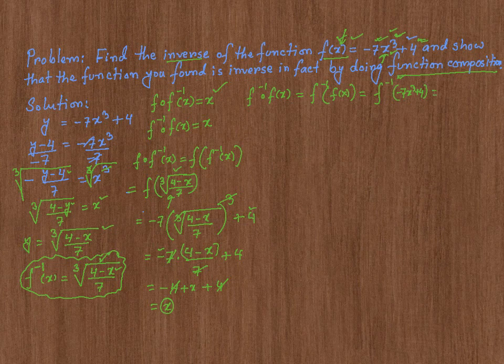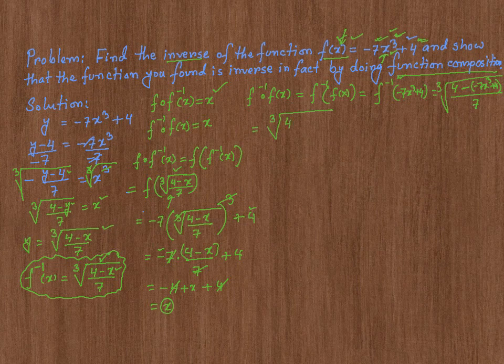So it's going to subtract it from 4, so it's going to be 4 minus negative 7x cubed plus 4, and then divide the result by 7 and take the cube root. Now there are going to be some cancellations going on here. Pretty quickly you'll see.